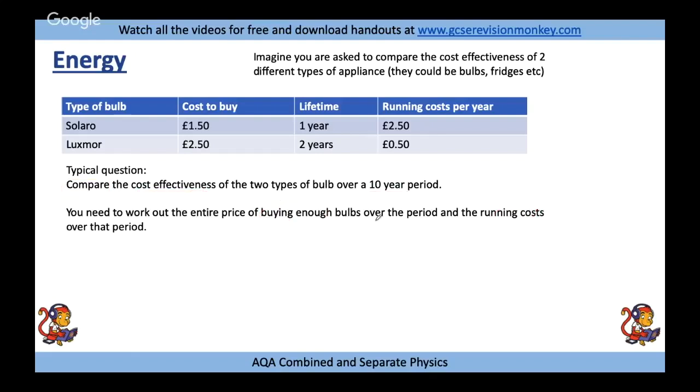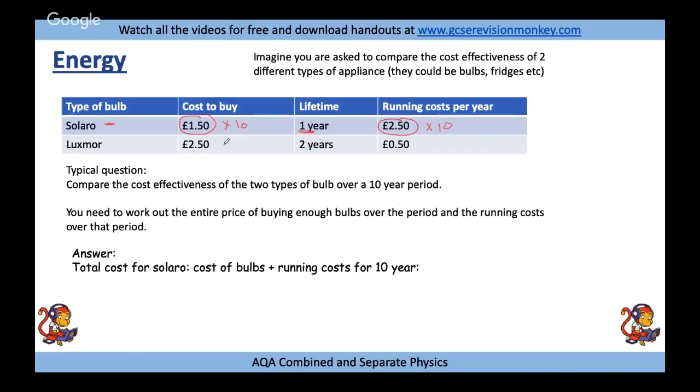Okay, so let's do exactly that then. So the first thing we're going to do is look at the first bulb and we're going to say, what is the total cost for it? Well, how many of those will you need to buy to cover 10 years? And how much are the running costs going to be for 10 years? Now, because it only lasts 1 year, you're going to need 10 of those. These ones, running cost per year, you're going to need 10 of that as well. And similar for Luxmore, for the other one, this one lasts 2 years. Each bulb lasts 2 years. So if I want to cover a 10-year period, I need 5 of those. But the running costs are still per year, so I need 10 of those.